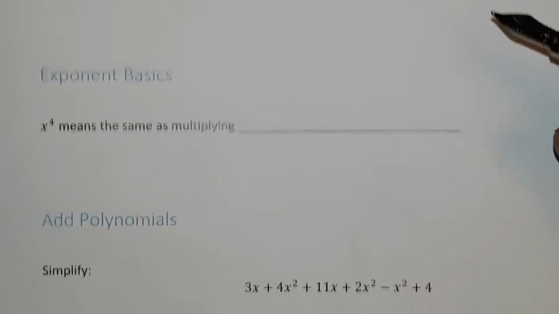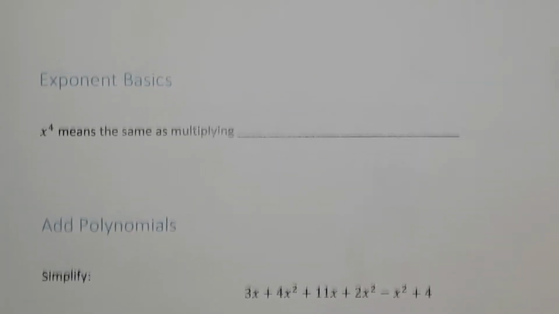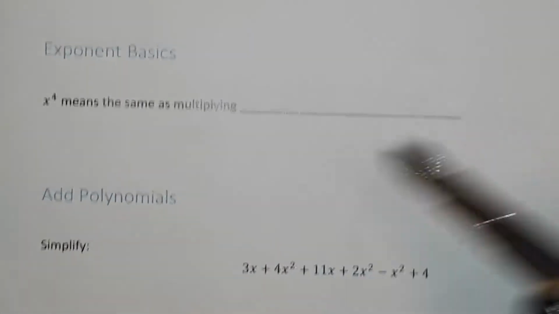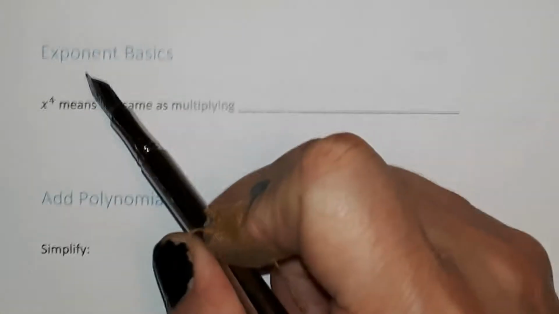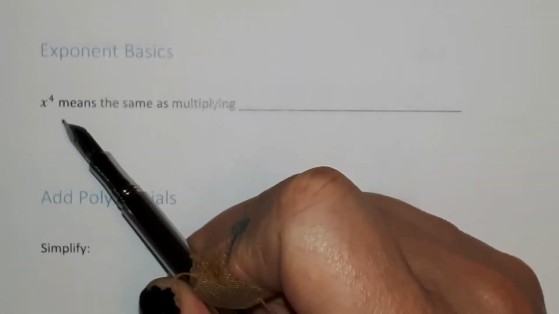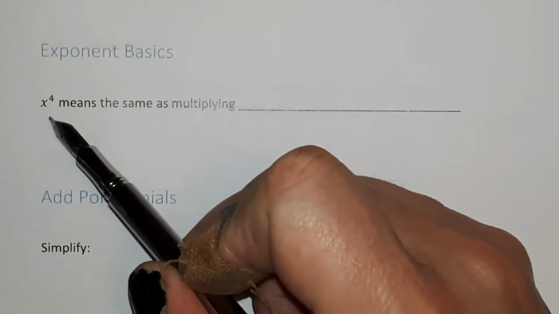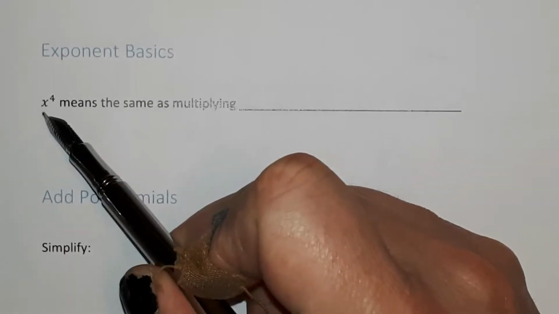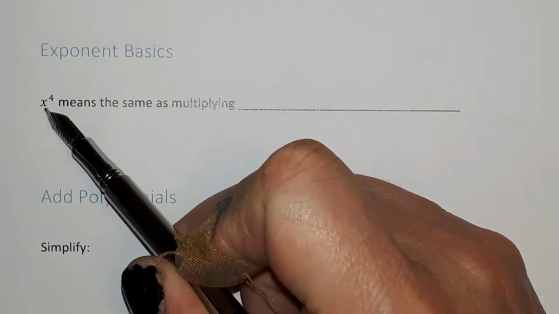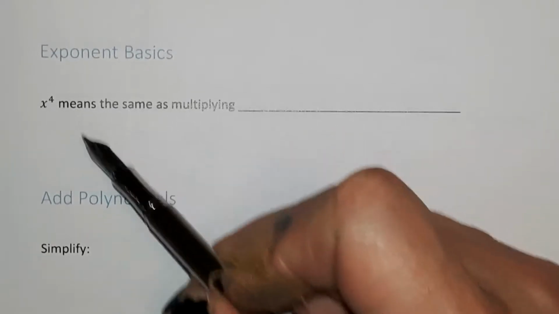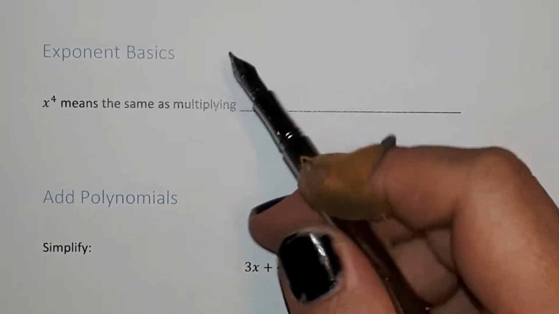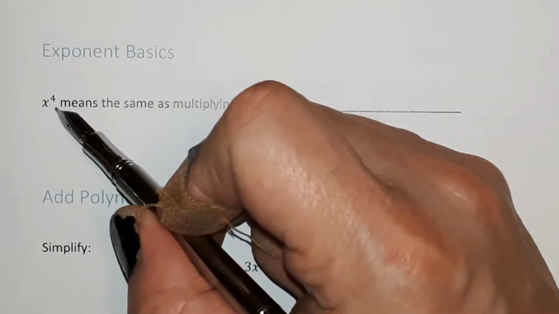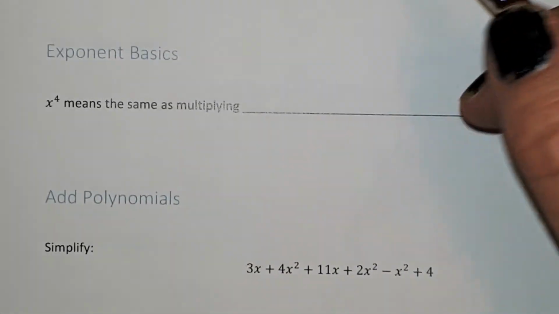All right, class. Let's look at the rest of this page of mathematics. Here we have this thing that says exponent basics. What does this mean? All we're asking for is, do you know what x to the power of 4 means? It means the same as multiplying what? X times 4? No, that would be incorrect.